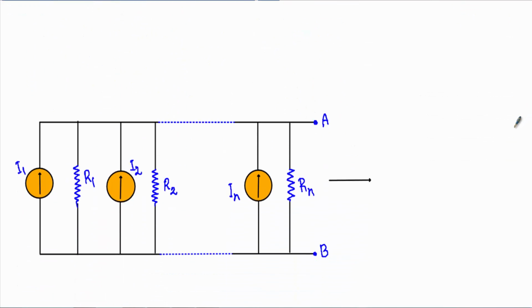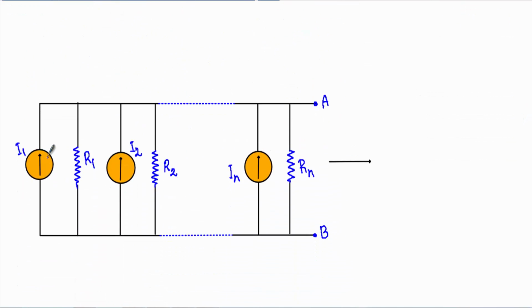Therefore our circuit will look like this. I will use the source transformation technique. That means the combination of a voltage source with series resistance will be replaced by a current source with parallel resistance. See, I1 will be in parallel with R1, I2 will be in parallel with R2. Just like this, In will be in parallel with Rn, and all of them are connected in parallel.